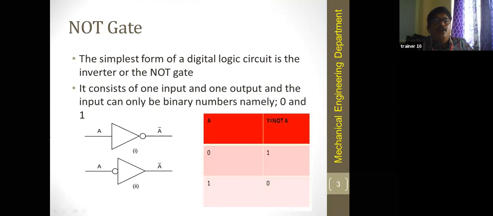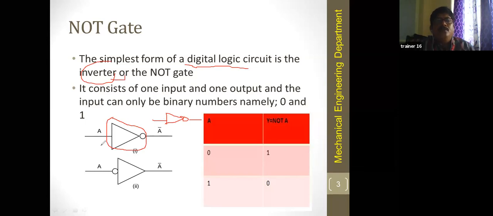NOT gate. This is one of the simplest forms of a digital logic circuit. That is nothing but an inverter. The NOT gate is nothing but an inverter. See here, this is the symbol of the NOT gate, right?